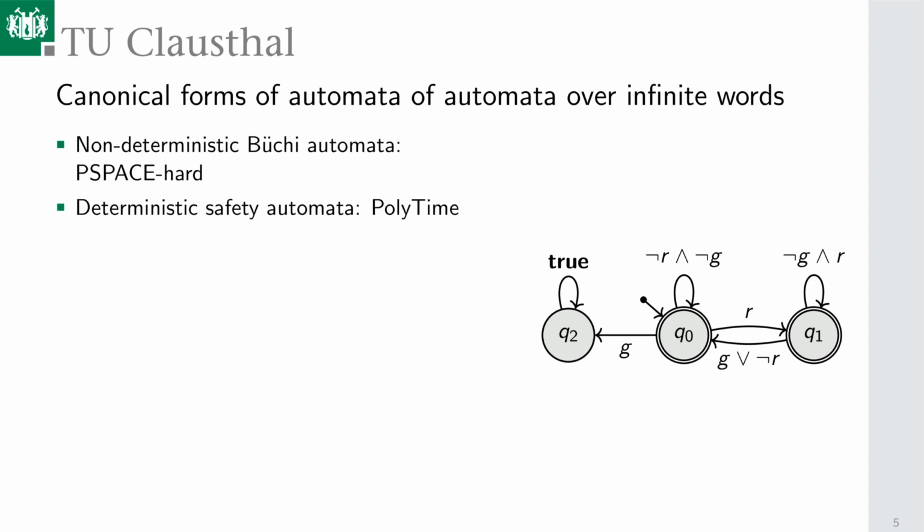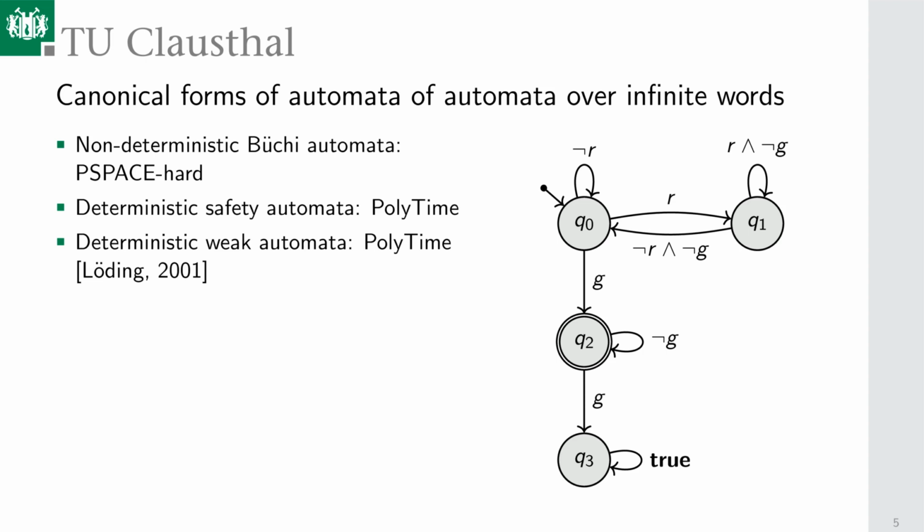Here, on the right-hand side of the slide, we have an example for such a safety automaton. It represents that grinding should always be preceded by a request right before the grinding occurs. And this request has to be given after the last time that grinding occurred in the past.